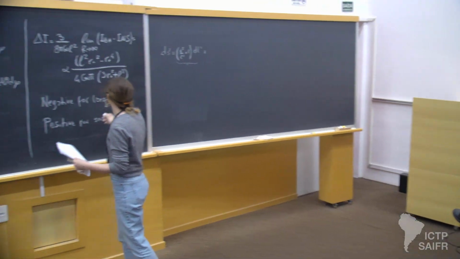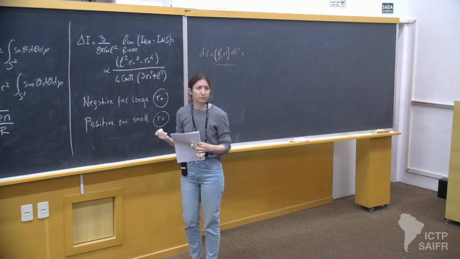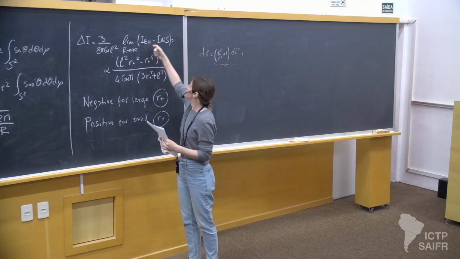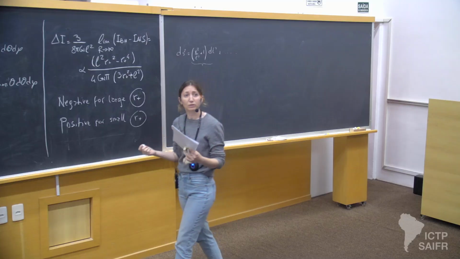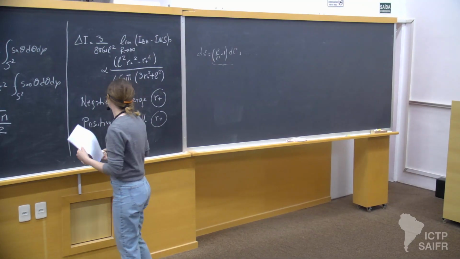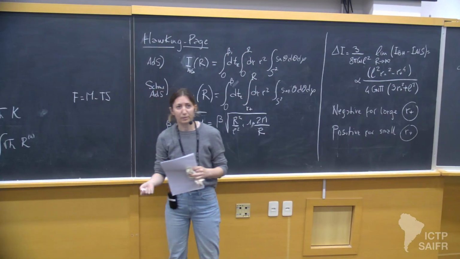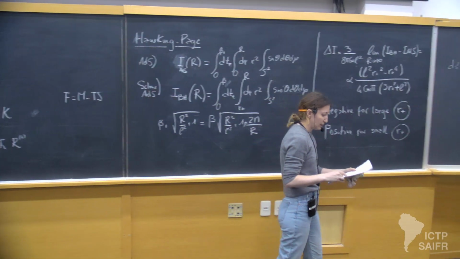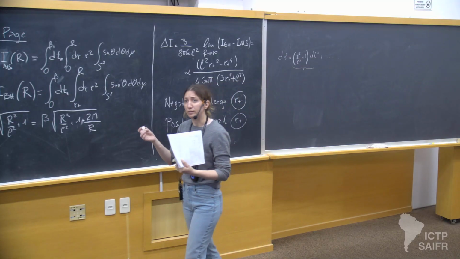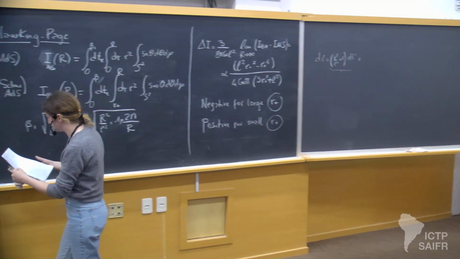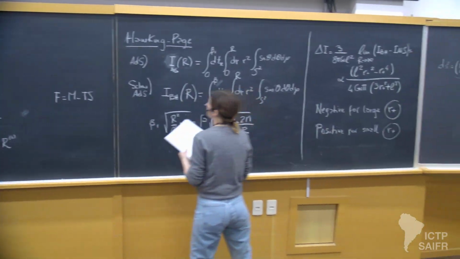So it means that at large R plus, the black hole is favored because this is more negative than this one. So at large R plus, the black hole wins over AdS space. I erased the formula for the temperature, but it means basically that at large temperature, the black hole is favored, and at small temperature, instead, thermal AdS is the favored configuration. So let me just write it down here then.